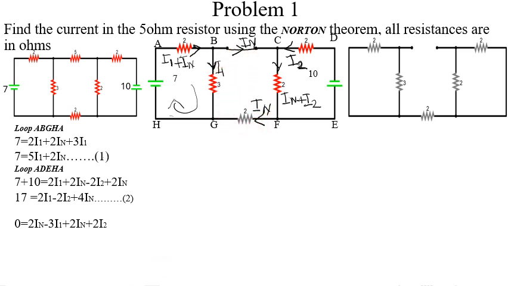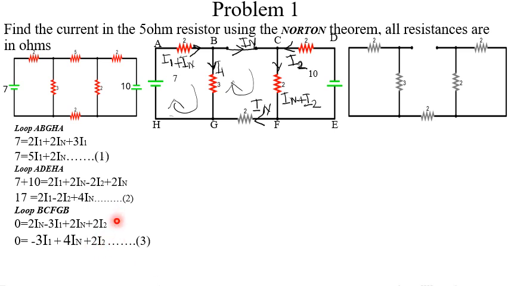Here we are taking it like this, in the clockwise direction, minus our 3I1 because it's going against our direction, then plus this 2IN plus 2I2. So simplifying it further, we have 0 equals minus 3I1 plus 4IN plus 2I2.